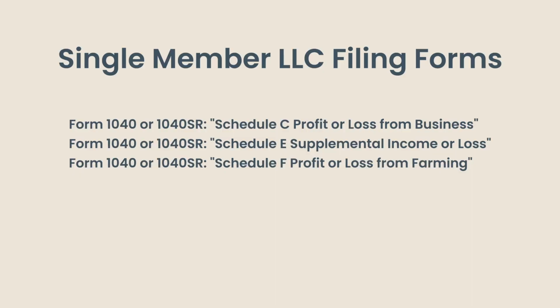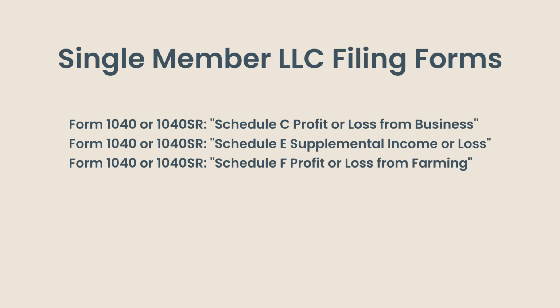The options are to file as a disregarded entity, which applies to single member LLCs, as a corporation, which applies to LLCs with multiple members, or as a partnership, which also applies to LLCs with multiple members. A disregarded entity is considered separate from its owner. If you own a single member LLC, you'll report your earnings on a Form 1040 or 1040 SR Schedule C, profit or loss from business, a Schedule E, supplemental income or loss, or a Schedule F, profit or loss from farming.